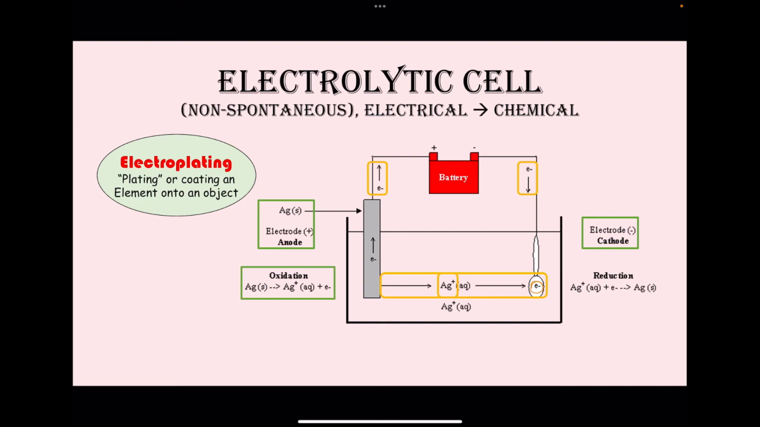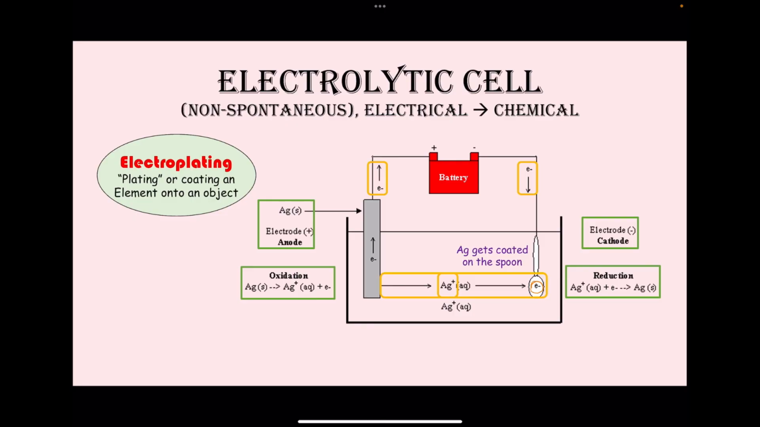So this is how we coat the silver on the spoon, because the electrons on the spoon are going to attract the silver ions. The ions and the electron combine, they make the metal or the atom, and that atom gets deposited on the spoon. So this is what the reduction half reaction is going to look like.